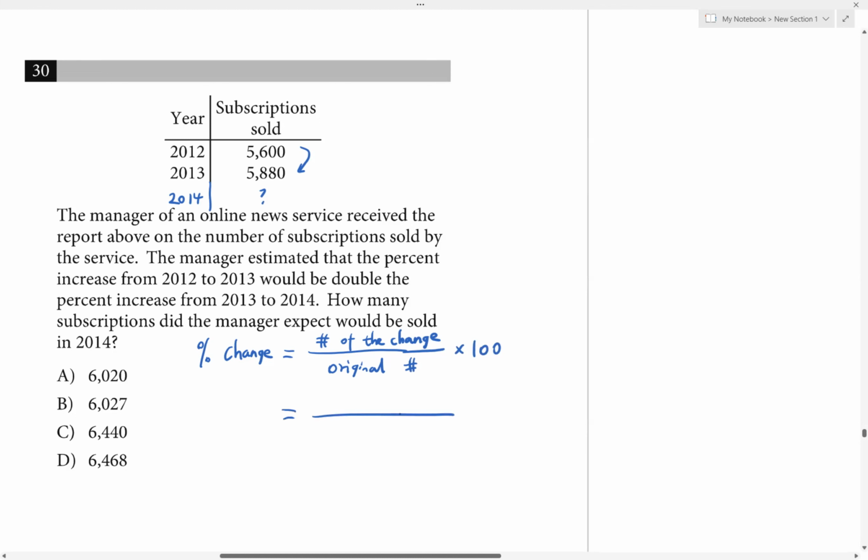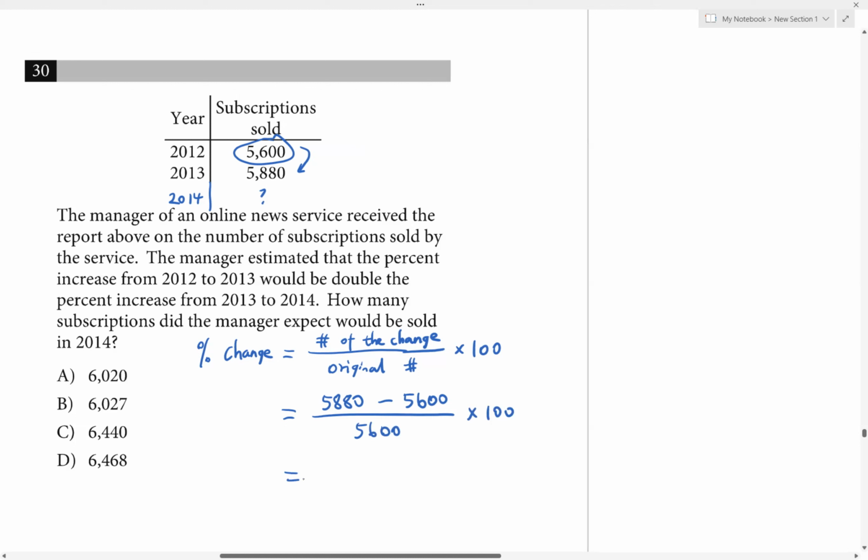So to find the change, we can do 5,880, the number in 2013, minus the number that we have in 2012, which is 5,600. And then we have to divide by the original amount, which is what we begin with. Always divide by what we begin with to solve for the percent change. So I have to divide by 5,600, and that times 100. So we can solve in the calculator.